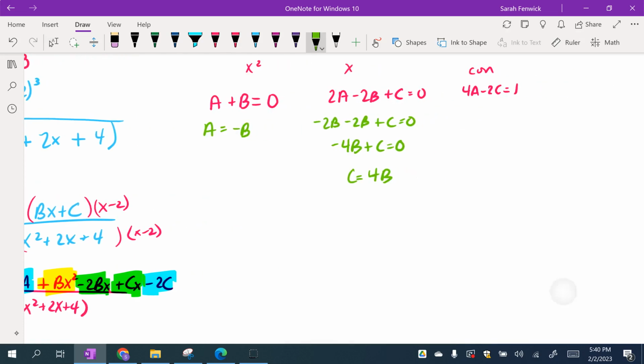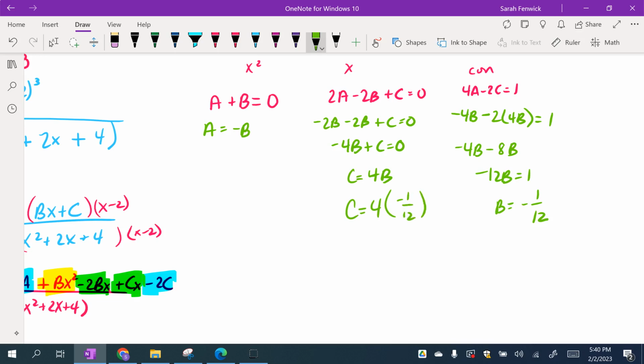So when I go to this last one, for a I put negative b, so negative 4b minus 2 times 4b equals 1. Negative 4b minus 8b is negative 12b equals 1. So b is negative 1/12. That means that c, 4 times negative 1/12, is negative 1/3. And a is negative b, which is positive 1/12.